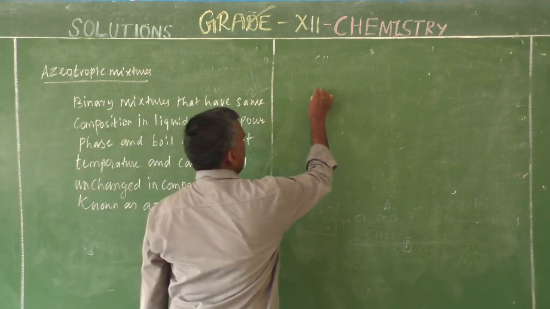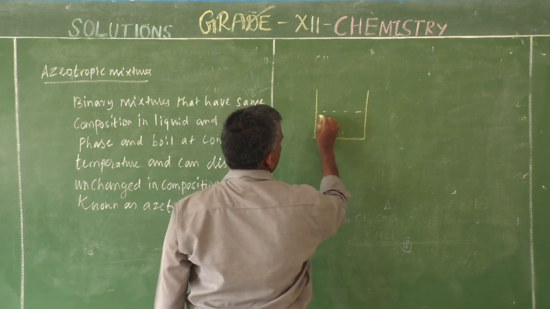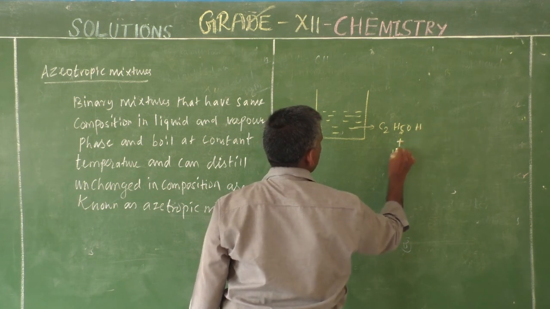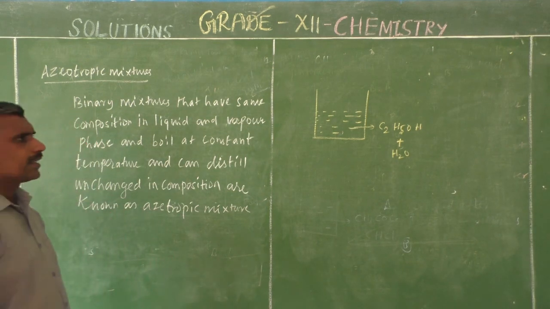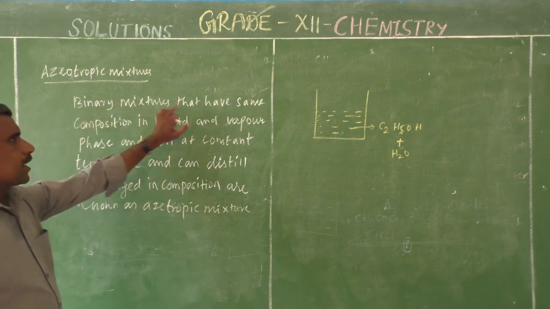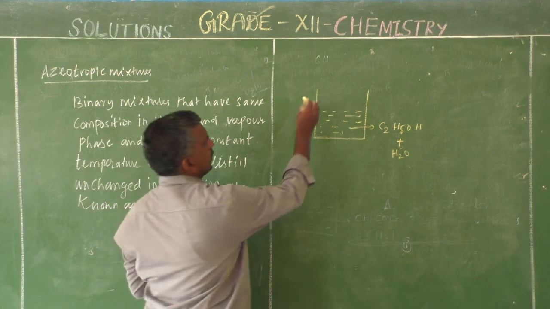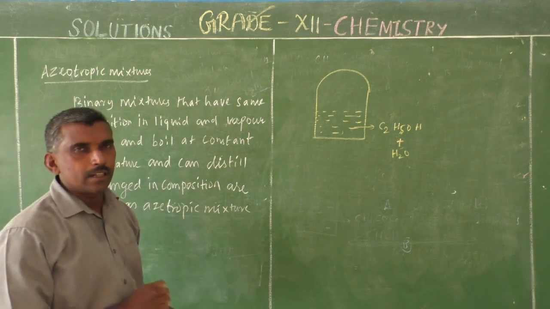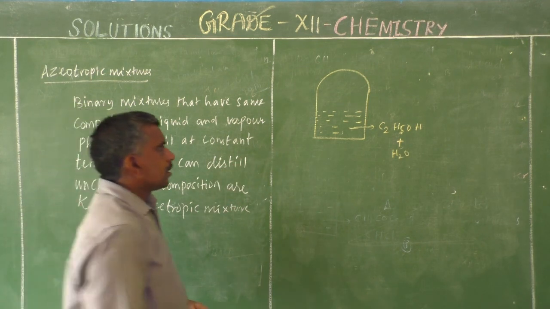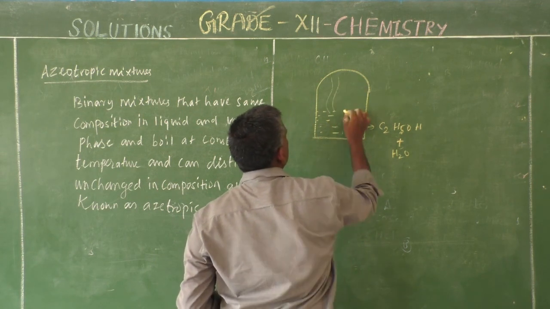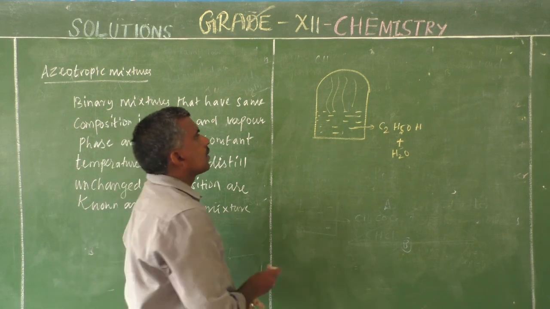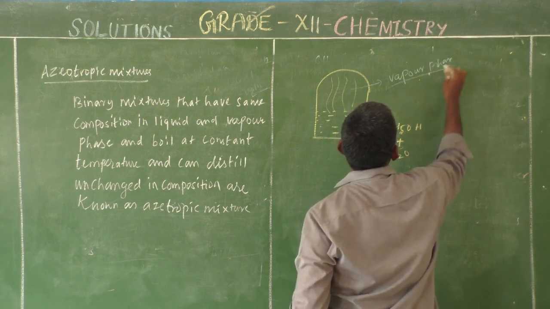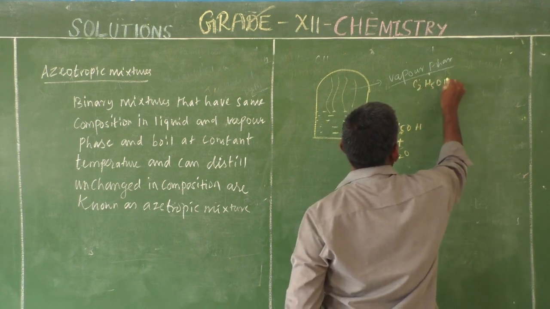The example is not important, but take care of the result. Mixing of ethanol and water is a great example. You take ethanol and water. What happens? Keep it in a closed container, or open it to the air or sunlight. After some time, the ethanol and water both evaporate. The vapor phase contains ethanol plus water also.